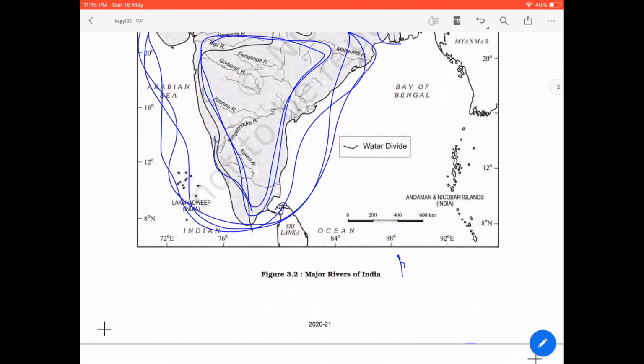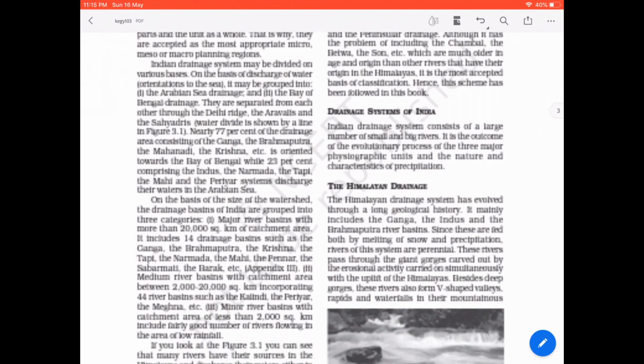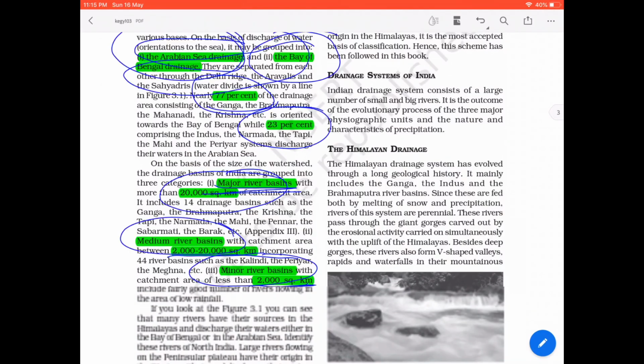Further, I will explain the Himalayan drainage system in the next video.